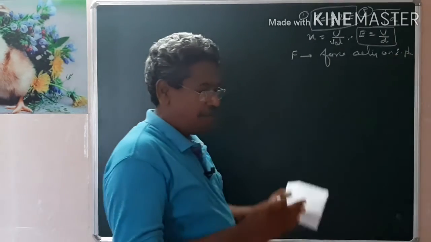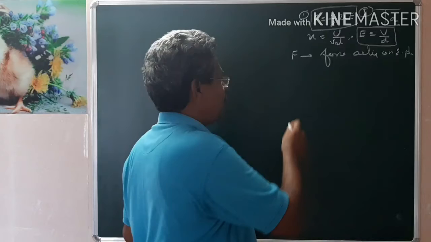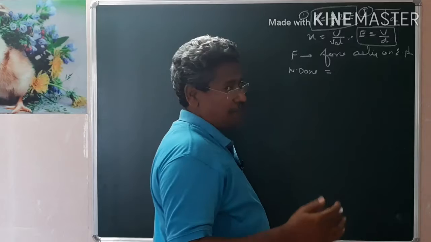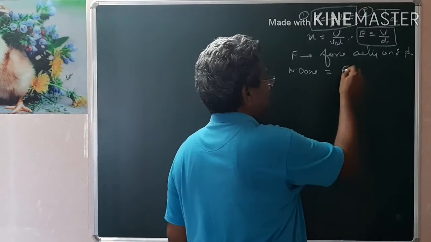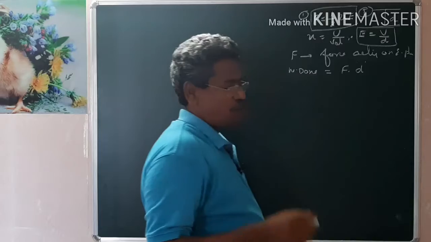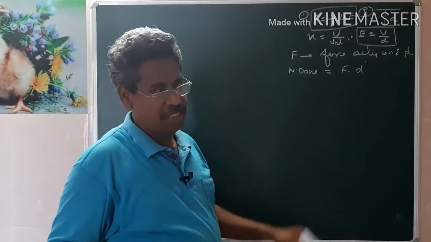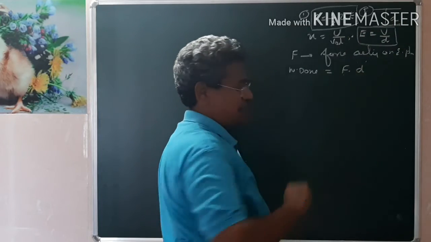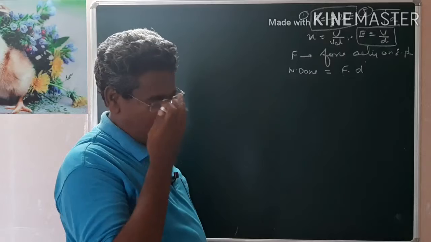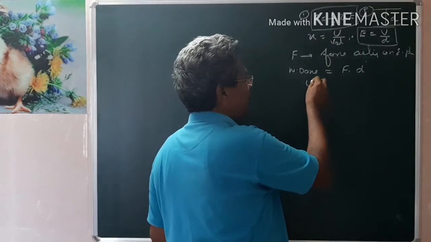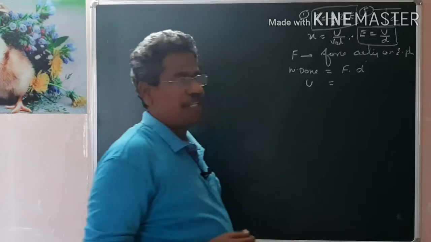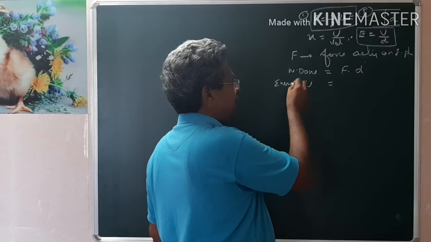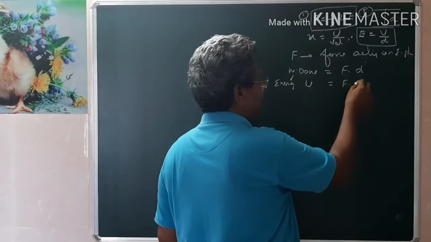Such that the plates have to be separated by a distance D. Therefore, the work done to separate the two plates by a distance D is equal to F into D, where F is the force acting on each plate. The total work done to separate the plates by distance D is force into distance. One more thing we know is that any work done will be stored in the form of electrostatic energy between the two plates. Therefore work done equals energy. This is electrostatic energy, U is equal to F into D.